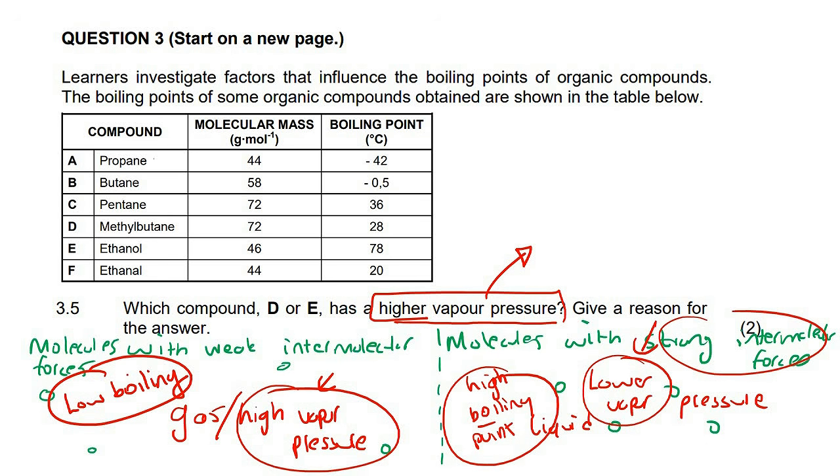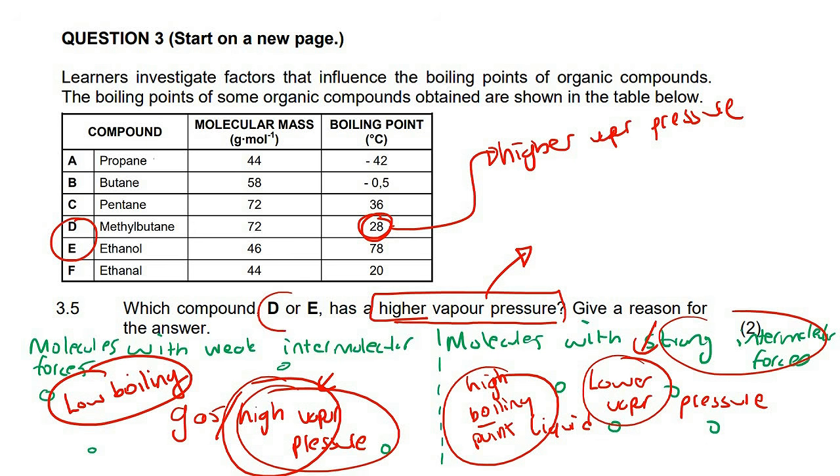So if they wanted us to compare D and E, if you just look at the boiling point, we can see that ethanol has a high boiling point. So that means the molecules are difficult to separate because you need a much higher temperature or more energy to separate them. Whereas here you've got a lower temperature, so it means it's easier to separate them into the gas phase or to cause them to boil. So this molecule has a lower boiling point, so it's going to have a higher vapor pressure.